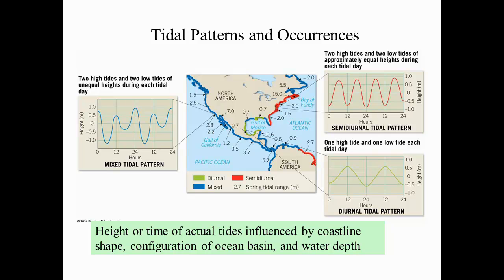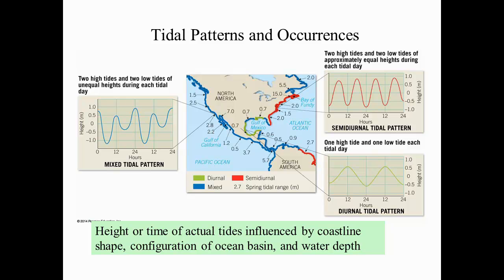Mixed tidal patterns is when there are 2 high tides and 2 low tides within a 24-hour period, except that the high tides and low tides are of unequal heights during each tidal day. Semi-diurnal tidal patterns is when 2 high tides and 2 low tides occur at approximately equal heights during each tidal day. And those are outlined by the coastlines appearing in red, mainly along the coastlines facing the Atlantic Ocean.